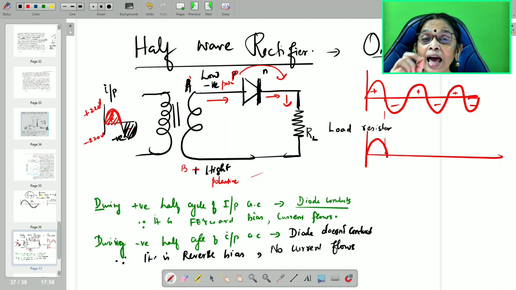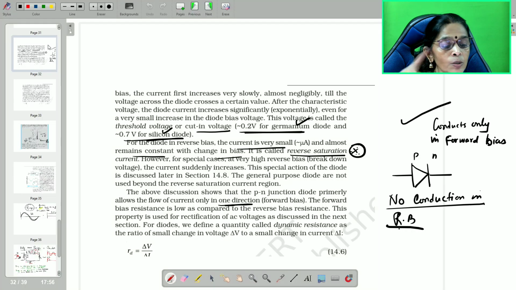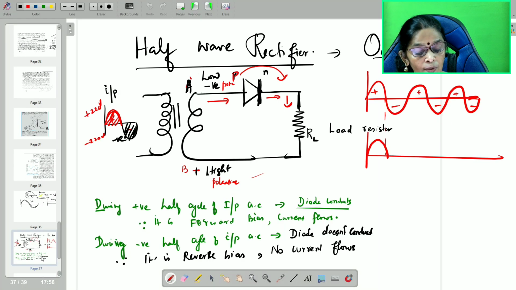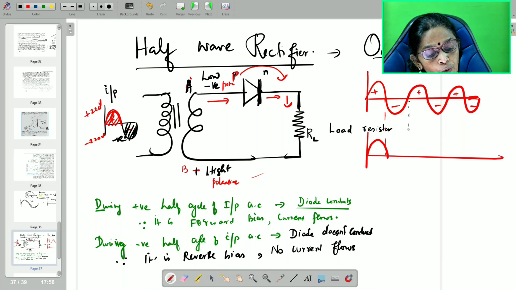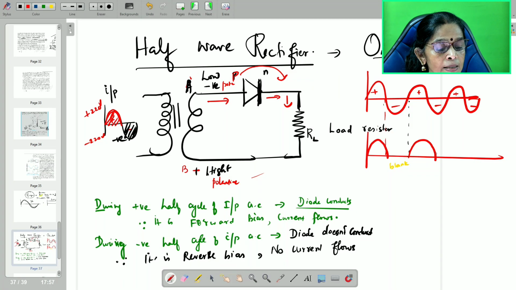What is the characteristic property of the diode? One and only characteristic property: it conducts only in forward bias and does not conduct in reverse bias. Keep that in mind. That property only we are looking at. So there is no conduction, and therefore you get a blank output. Again the process continues: in the positive half cycle it conducts, and then again you get a blank output.